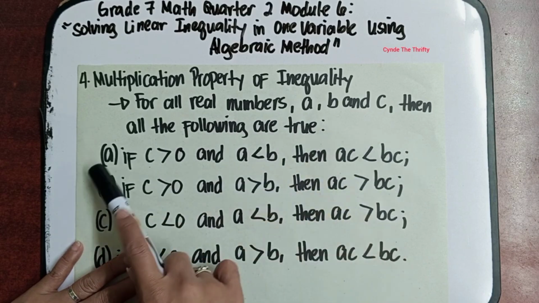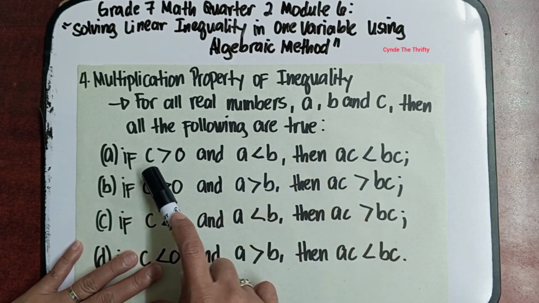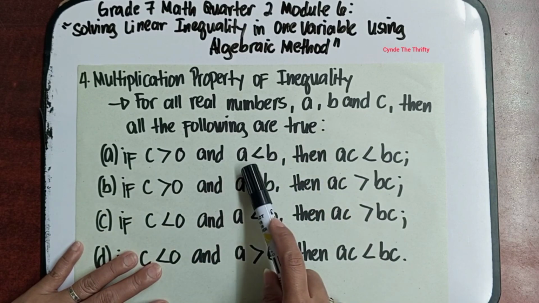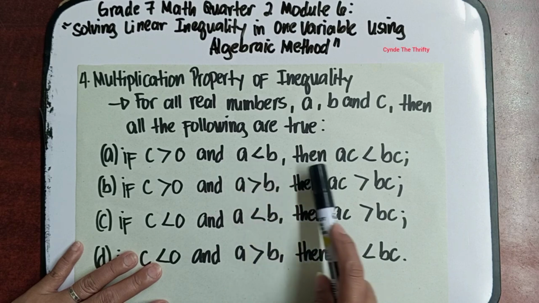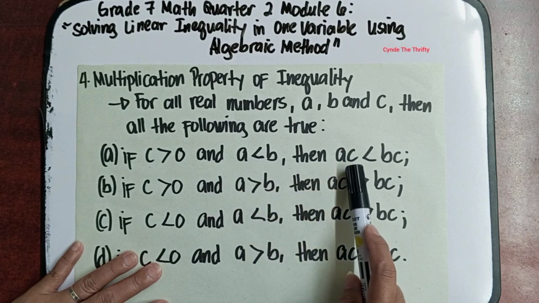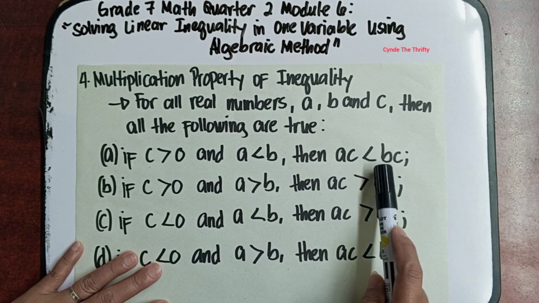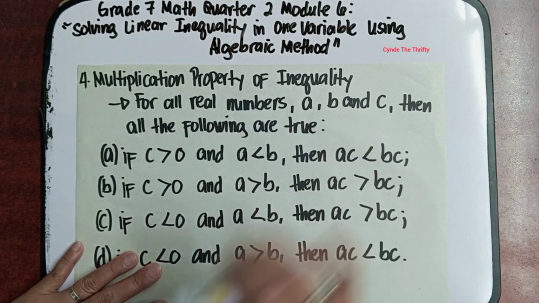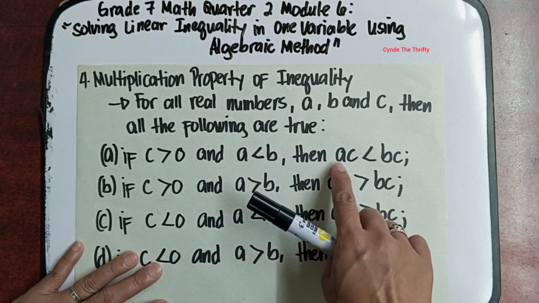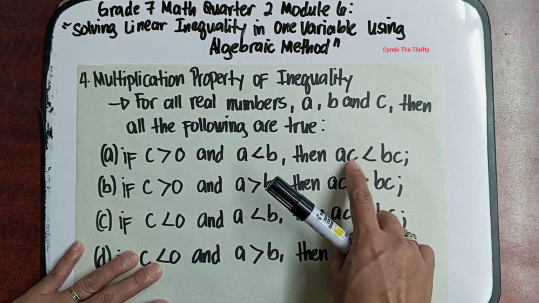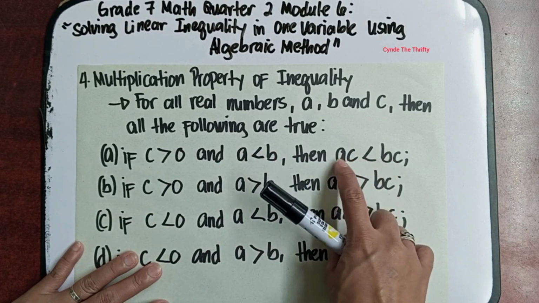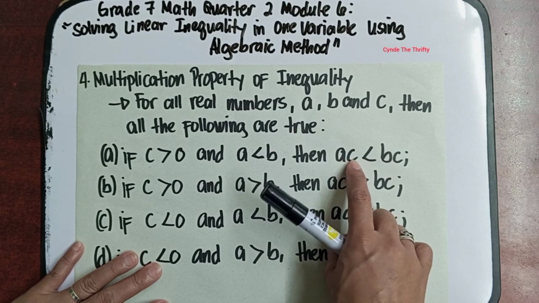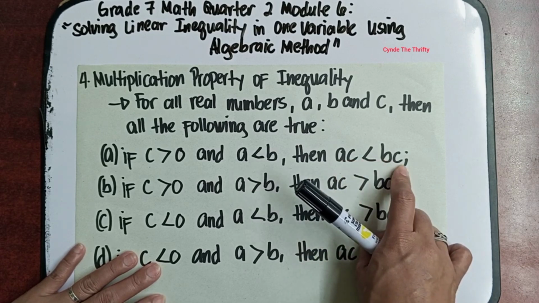Okay, so A, if C is greater than 0 and A is less than B, then A multiplied by C is less than B multiplied by C. Okay, so ang addition is nag-add tayo both sides. Sa multiplication naman is i-multiply natin both sides sa parehong number. Gaya nito. So si A minultiply natin kay C at si B minultiply natin kay C.